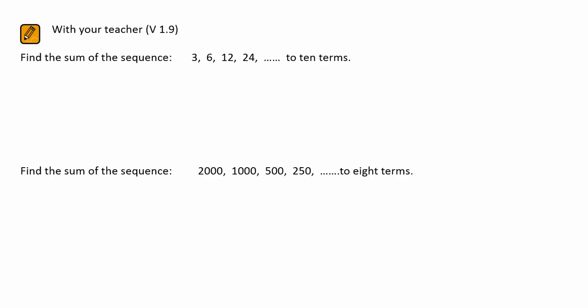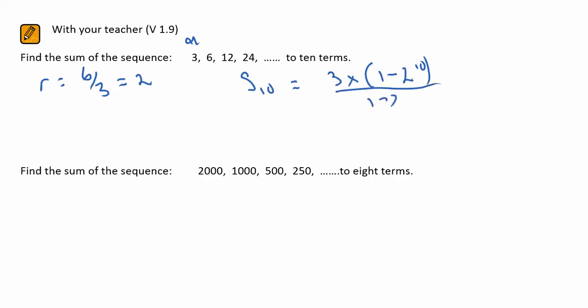In V1.9, we're looking at finding the sum of geometric sequences, or of course series. First thing we've got to recognise is the first term, which is a. Very quickly, you'll see that the common ratio, 6 divided by 3, is 2. So setting that up, the sum to 10 terms is equal to 3 times 1 minus 2 to the power of 10, divided by 1 take 2.